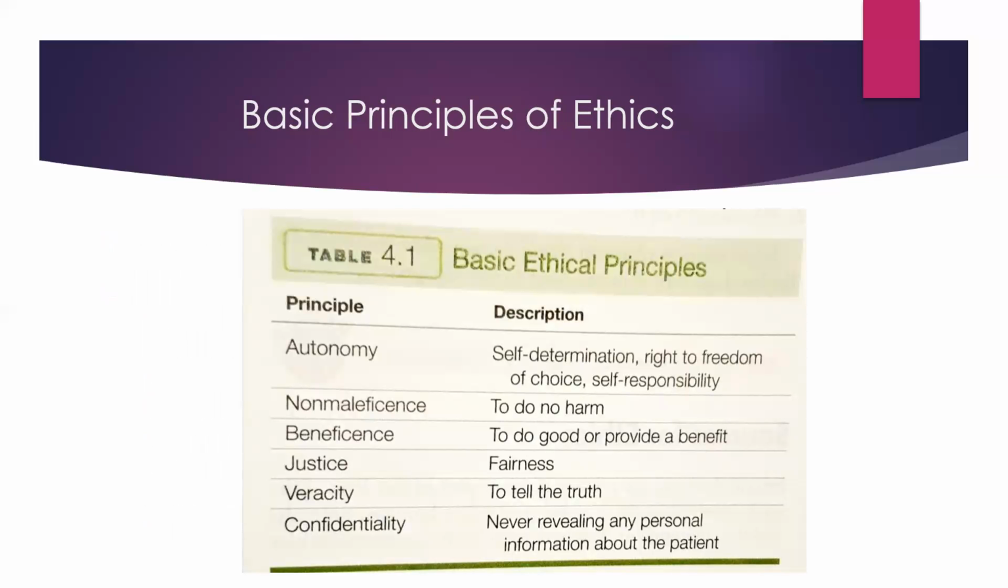Okay, so autonomy is more self-determination. It's the right to freedom of choice, self-responsibility. Non-maleficence is basically do no harm. Beneficence is to actually do good or provide a benefit. And justice is plain and simple fairness. And we had mentioned veracity is to tell the truth, and confidentiality is never revealing any personal information about the patient. This is listed on table 4-1 in your textbook. It comes right from it.